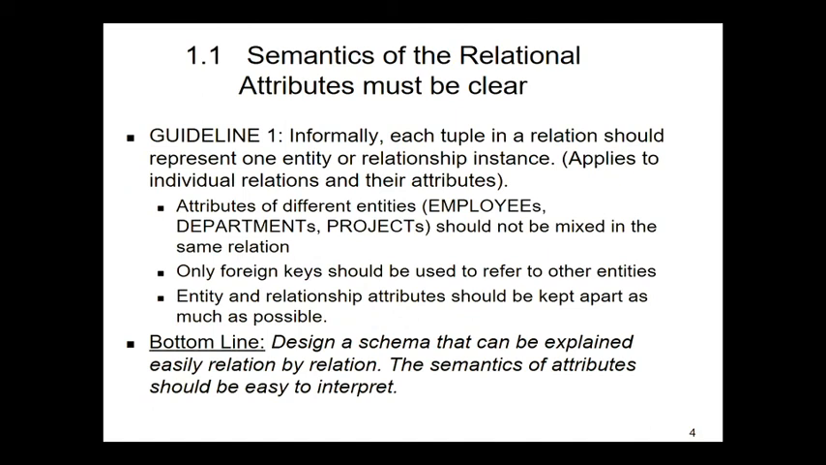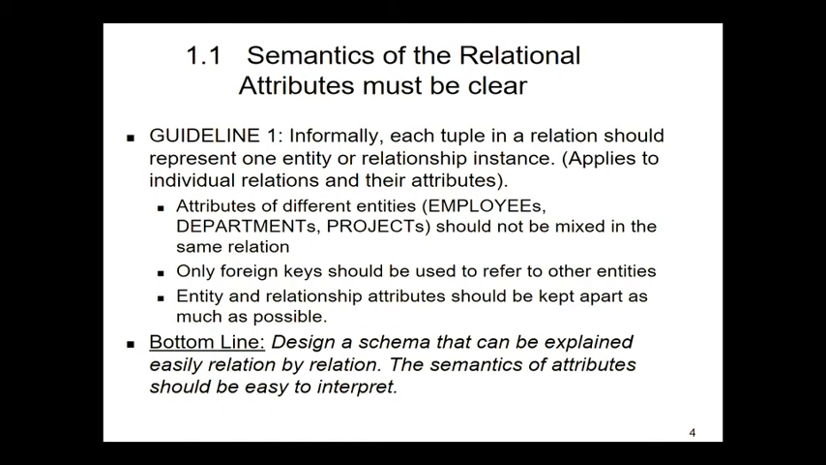So guideline number 1: informally, each row that we have in a relation should represent one entity or relationship instance. Wow, is that like a novel concept? One row represents one instance. They have lots of words to say that. But again, we tie things together, so you have the foreign keys that will link your relations together. It says only foreign keys should be used to refer to other entities.